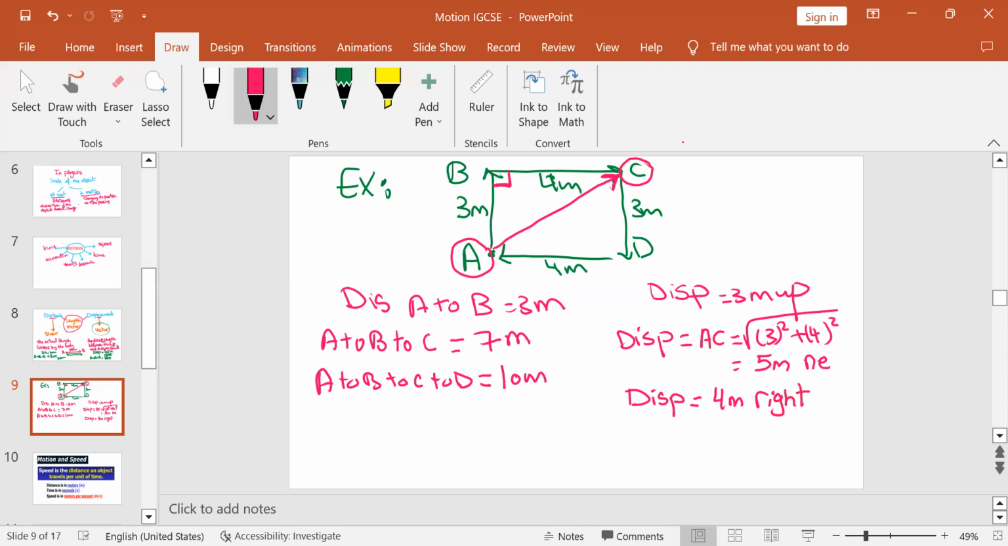Why? Because now you recognize that displacement is the direct length from the starting point to the ending point. The direct length here is 4 meters. What if the object goes back to A? What about distance? 14 meters. What about displacement? 0. Excellent.